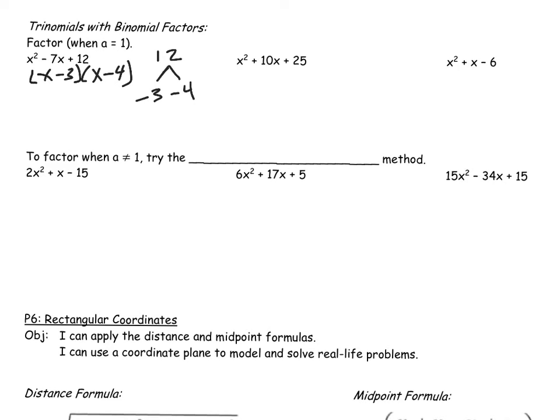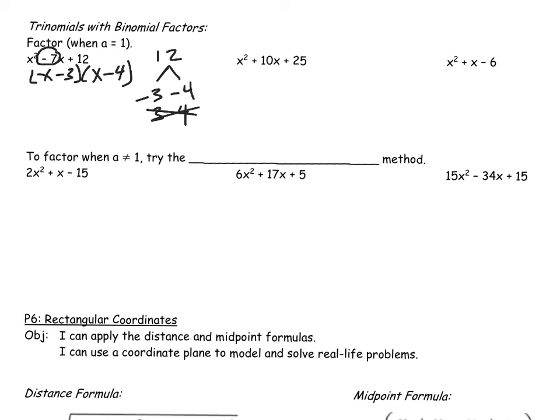I knew when I saw the 12 was positive, I needed 2 factors that were the same sign, either positive or negative, but because the middle term right here was negative, I didn't think about positive 3 and positive 4, because if I pick 2 positive factors of 12, they're going to add up to a positive number. So I had to have 2 that were negative.